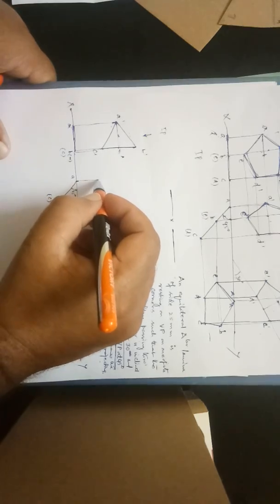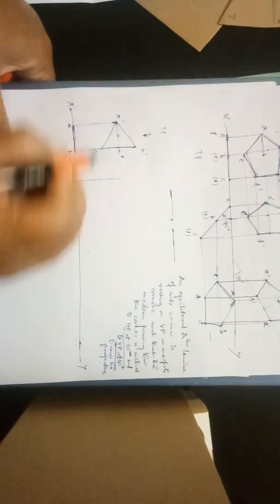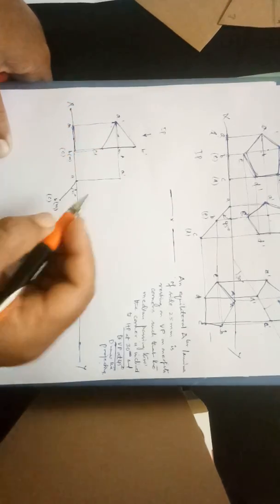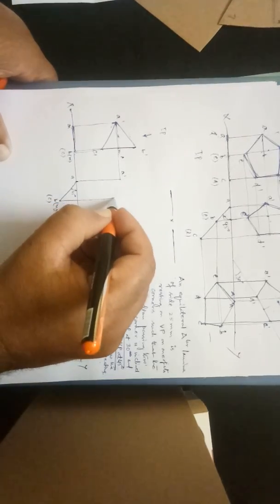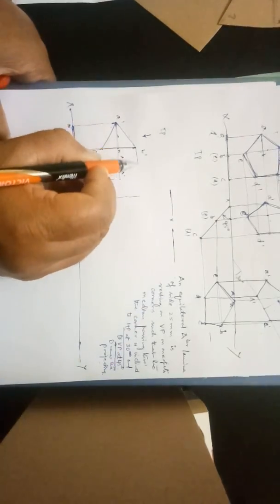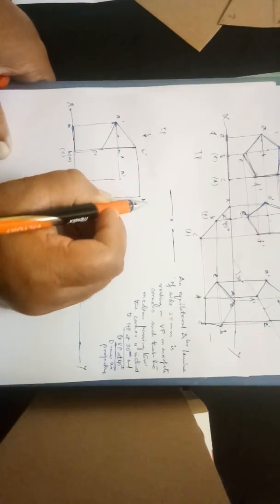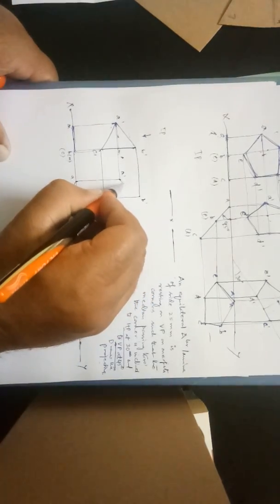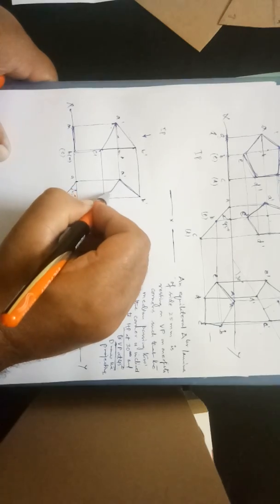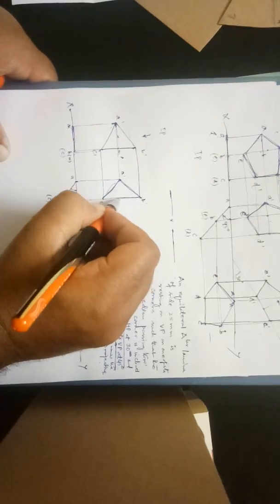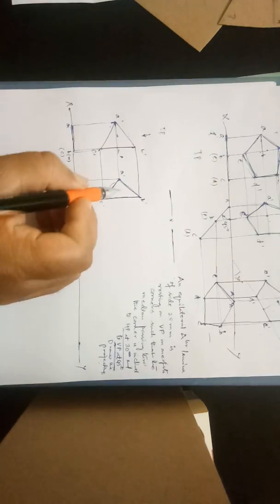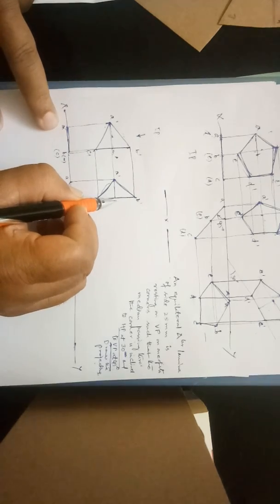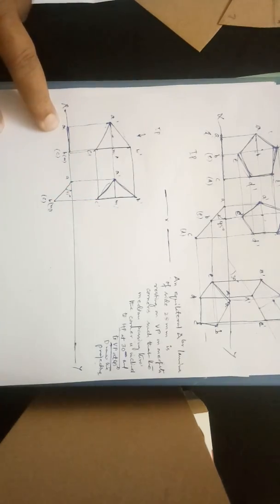So draw the projectors to project the front view. Draw the projectors from A, and you will get the new A dash. Then draw the vertical projectors from B and C. You will get the new B dash and C dash. Join A dash, B dash and C dash. And M, you can see, draw the horizontal line here. So this is M1 dash.